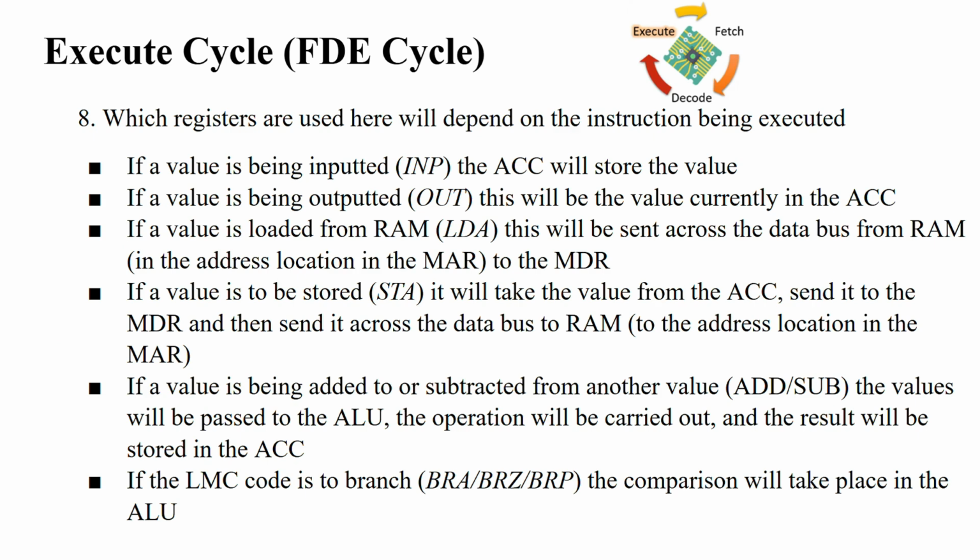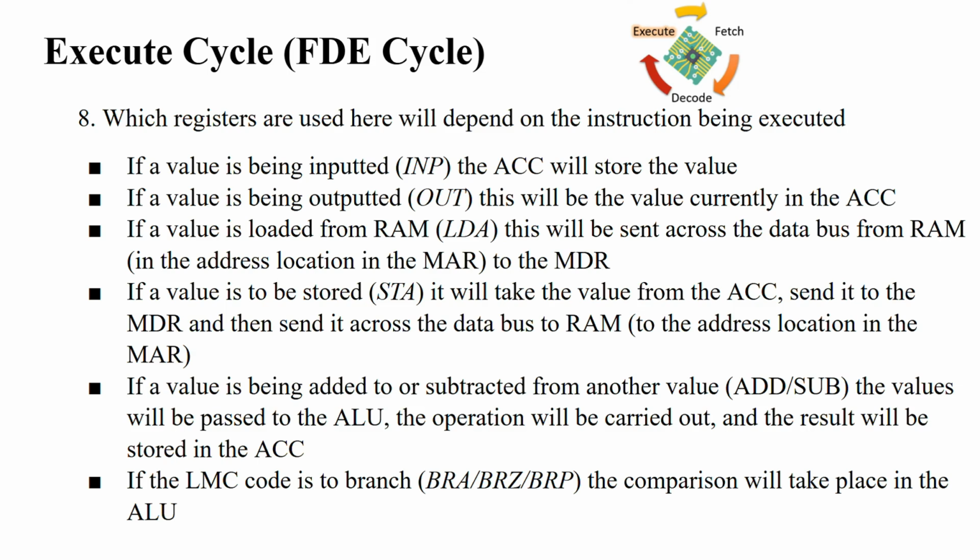So the execute phase of the fetch, decode, execute cycle really depends on what happens. If the value is being inputted, the accumulator will store the value. If the value is being outputted, the value currently in the accumulator will then be transferred on. If the value is loaded from RAM, this will be sent across the data bus from RAM to the memory data register. If the value is to be stored, it will take the value from the accumulator, send it to the memory data register, and then send it across the data bus to RAM to the correct address location in the memory address register.